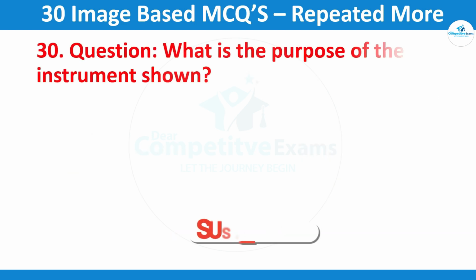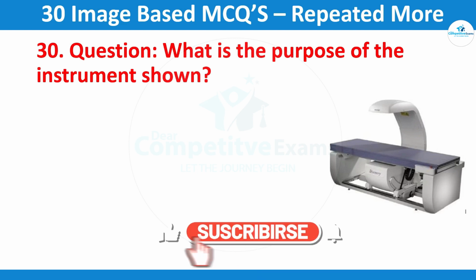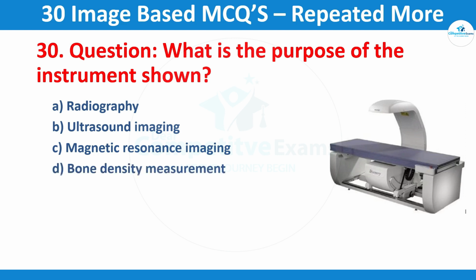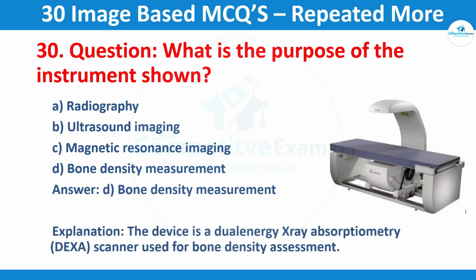Question number 30. What is the purpose of the instrument shown? Options: radiography, ultrasound imaging, magnetic resonance imaging, or bone density measurement. Correct answer: bone density measurement. The device is a dual energy X-ray absorptiometry, DEXA, scanner used for bone density assessment.